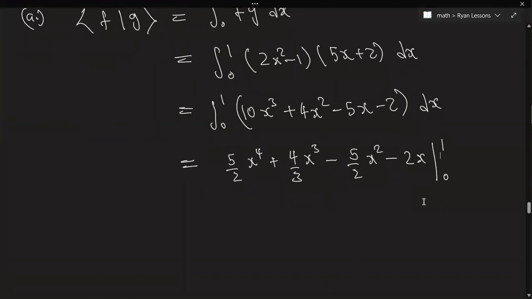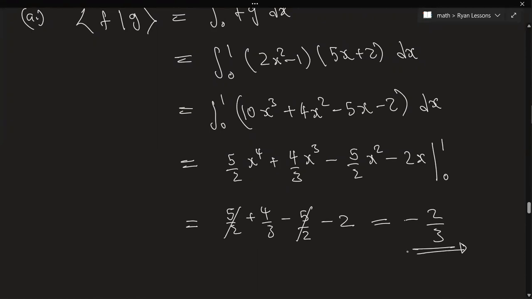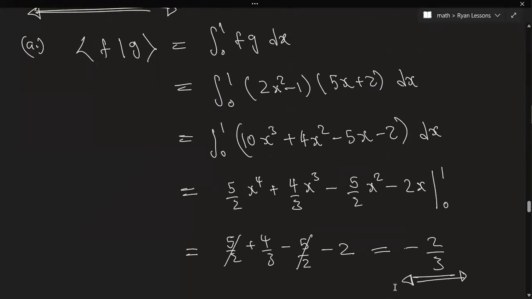With 0, everything vanishes. So what do we get? Putting in 1, we get 5 over 2 plus 4 over 3 minus 5 over 2 minus 2. These cancel, and with the other terms we get minus 2/3. So the inner product between f and g is simply minus 2/3. We started with two vectors and ended up with a real number, which shows that what we call an inner product is actually a map from vector spaces to the real numbers.